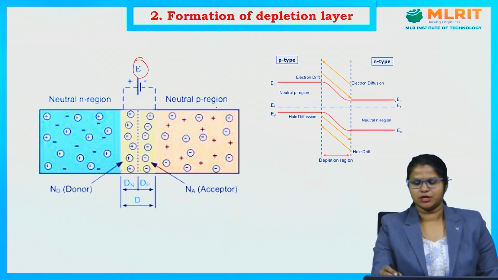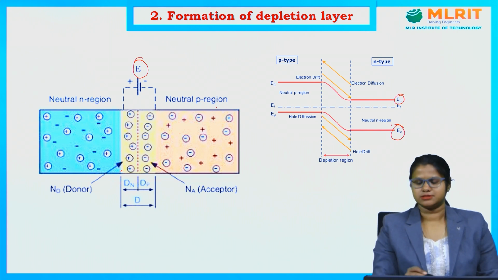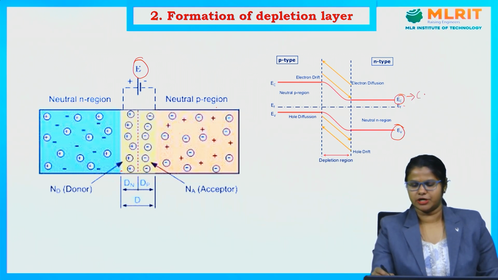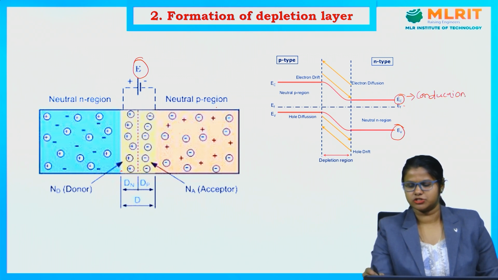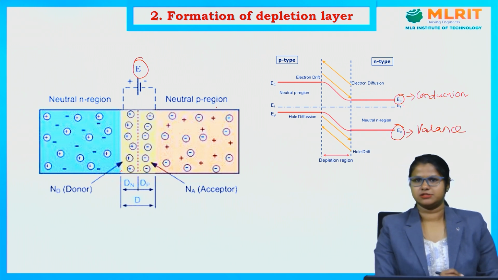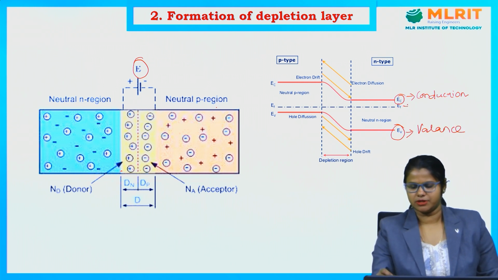Here the upper layer is the conduction band and the lower band is the valence band, and in between we can see the Fermi level. This is our Fermi energy level. This is the conduction band, and this is the valence energy level, and this is our Fermi energy level.